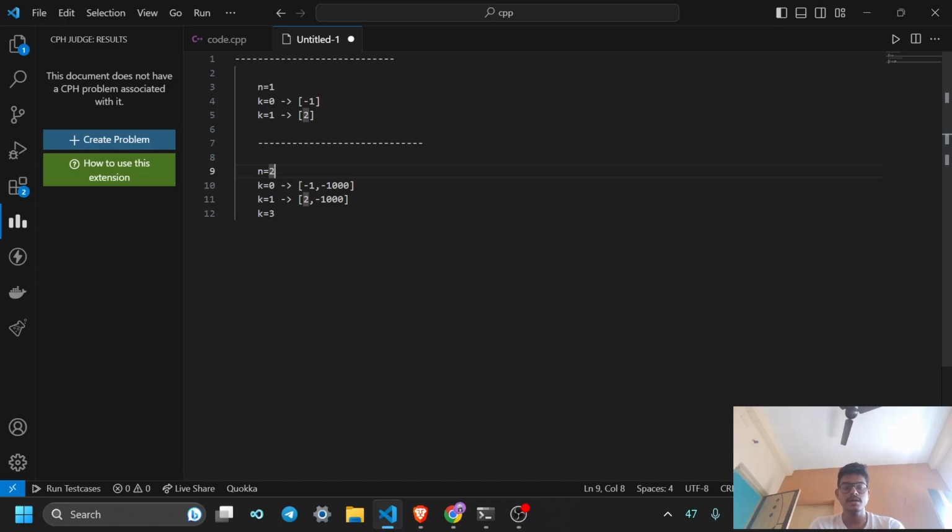You can check with your rough sheet that the number of subarrays is actually n into n plus 1 by 2. So what we are doing is picking up two positions and then calculating between them. Okay. So for k equals 3, what will be my answer?